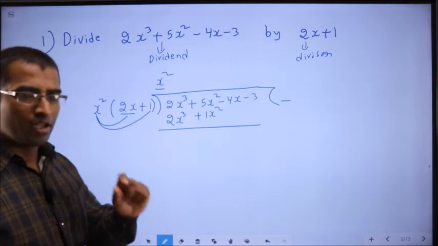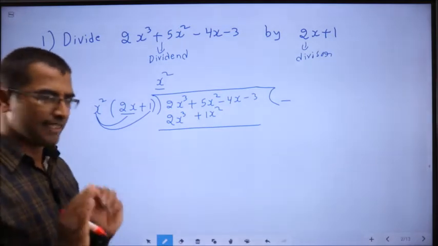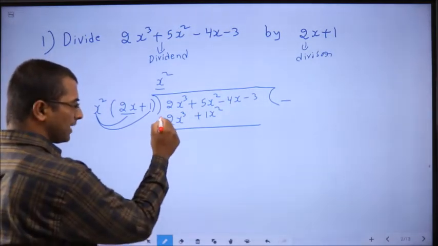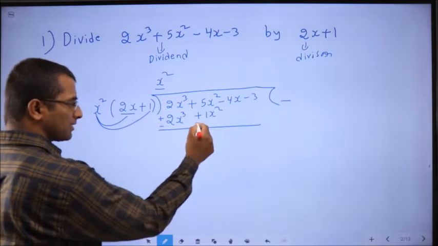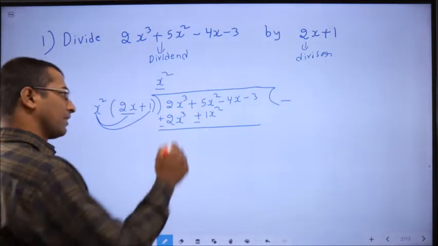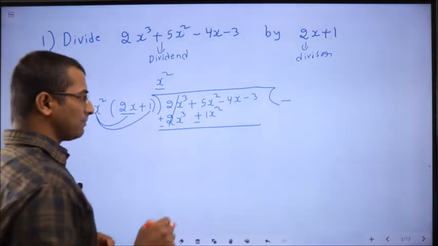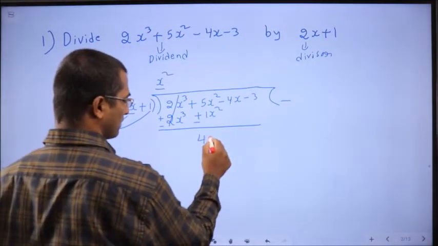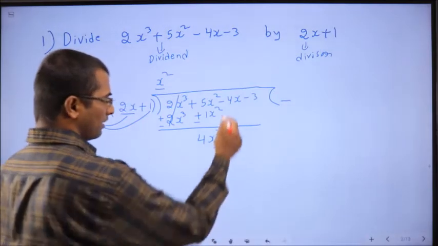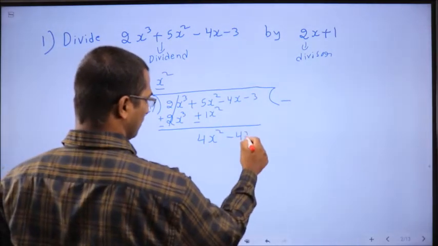Okay. Next, change the signs. So here it's plus, make it minus, here it is plus, make it minus. Then these two get cancelled. Here how much is left? 5x square minus 1x square is 4x square. And take this down.